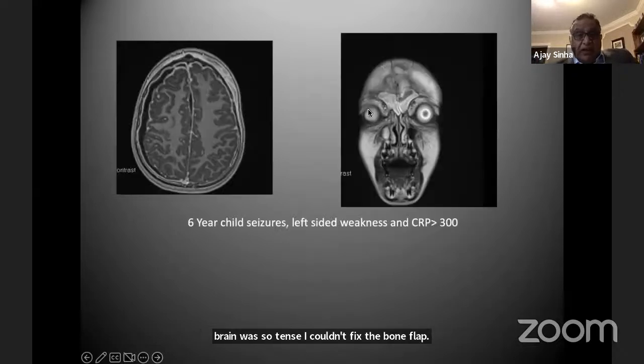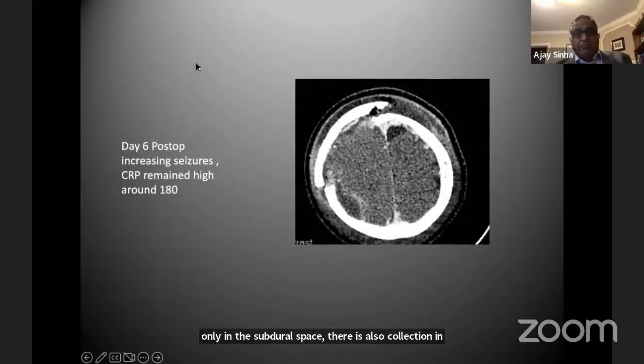And if you go back, you can see the collection is not only in the subdural space, there is also collection in the galeal region as well. So there was pus, the moment we cut the skin, there was pus coming out. Because we had left the dura open, we could not even leave a subgaleal drain.